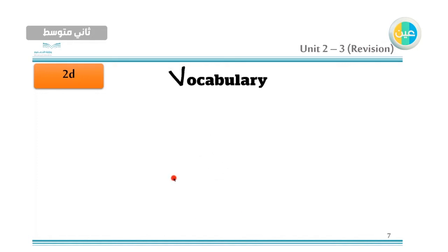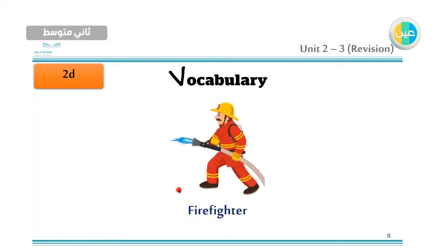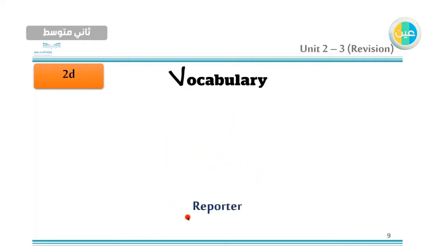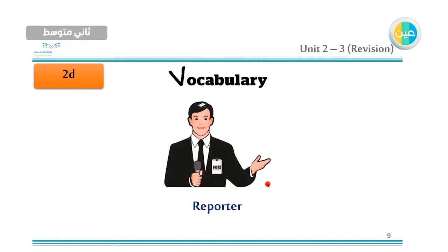Next word is firefighter, someone who fights fire, okay? So here's a picture of a firefighter. Next word is reporter. Okay, a reporter is someone who reports the news. They work for news stations and they go out in the field. So here's a picture of a reporter.